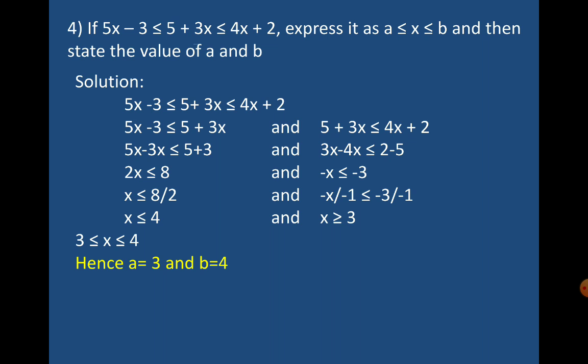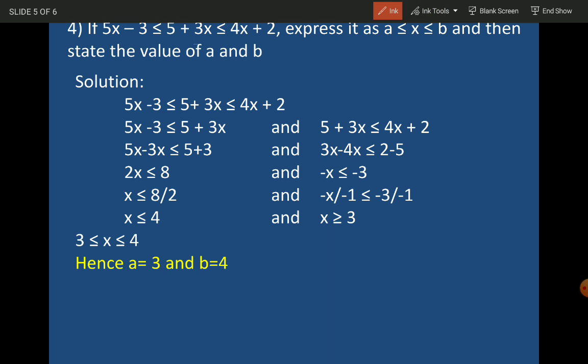See here in this sum there are two symbols, so we are splitting into two. First one is 5x minus 3 less than or equal to 5 plus 3x. And another one is 5 plus 3x less than or equal to 4x plus 2. So here we are going to solve the first section. That means we are transferring the x values to one side, 5x minus 3 less than or equal to 5 plus 3x. So we are transferring the x value to the left hand side.